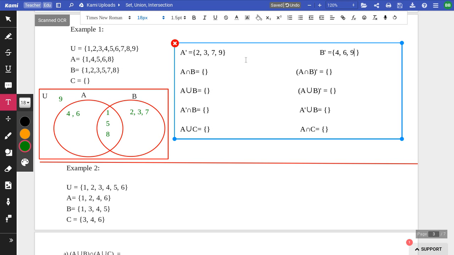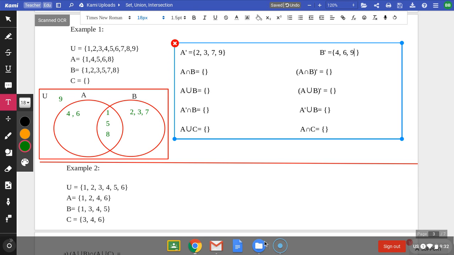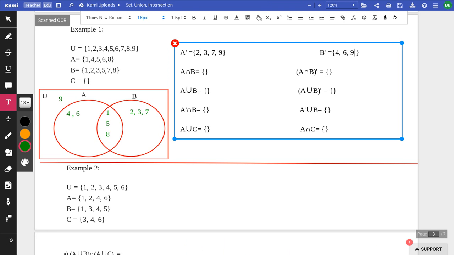So now we're looking at the intersection. So now we want to look at the intersection. And like I say, it's visually right here, very easy to access. So what's in common with A and B? And it's 1, 5, and 8.